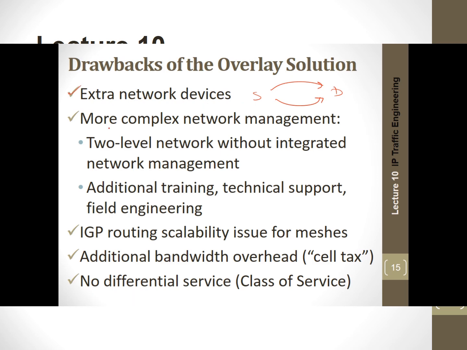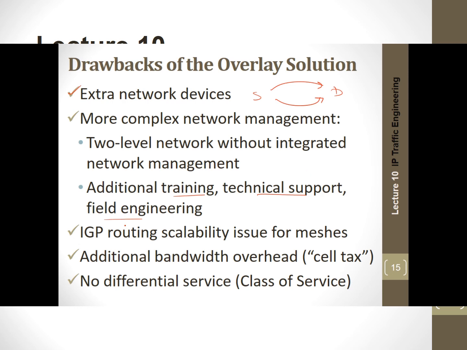Another drawback could be more complex network management. When there are more devices and you are applying traffic engineering to them, there is some complex network management involved. It is a two-level network without integrated network management: the upper level and lower level, the multi-layer switches and the routers. So we have two levels of networks without single network management. And the staff that supports this operational network needs additional training, technical support, and field engineering. All these things will be involved to keep the network running smoothly.